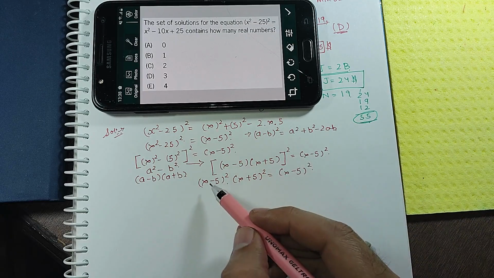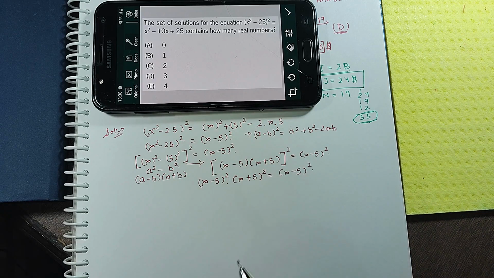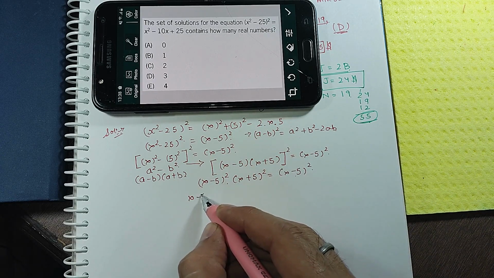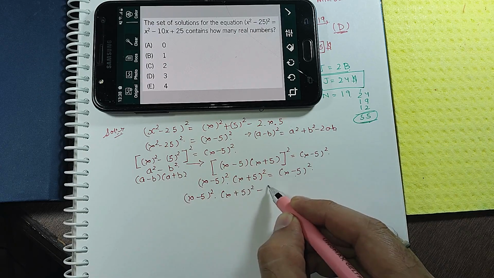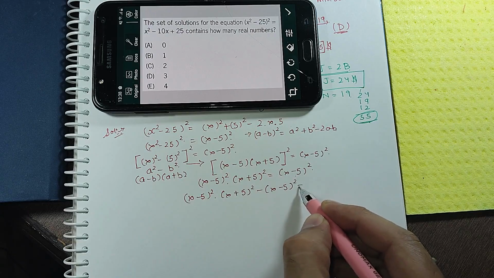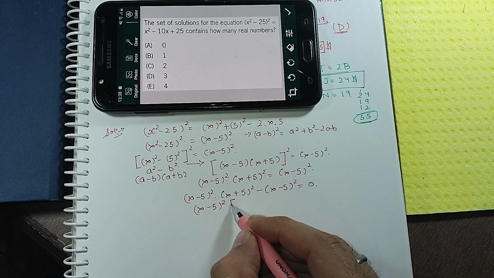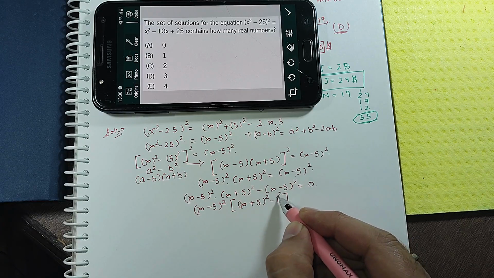Now normally what you do, you will cancel this, but no, we will not cancel it because we have to find out how many real numbers there are. So we'll retain this and shift it to this side. So this will become (x − 5) whole square multiplied by (x + 5) whole square minus (x − 5) whole square equal to 0. Now I will take (x − 5) whole square common. So inside I will be left with (x + 5) whole square minus 1, or I can write 1 square.